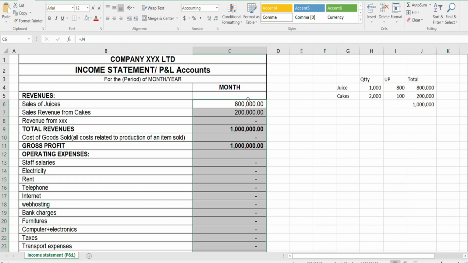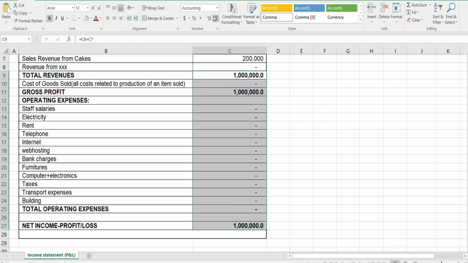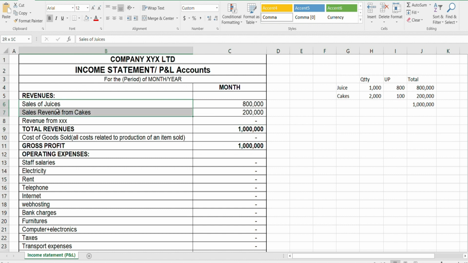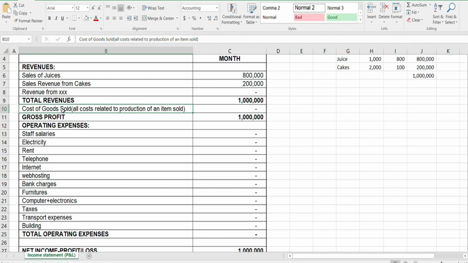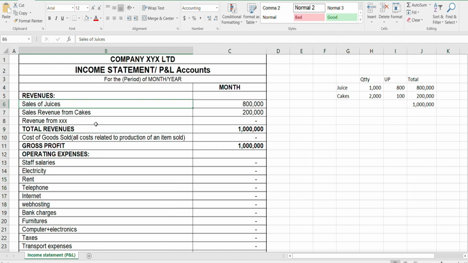So here you see that we have 1 million as a total revenue from our product selling. So that's the first part of the income statement. So for the cost of goods sold, why we call it a cost of goods sold and separate this cost from other running expenses, it's because by producing those juices, by producing those cakes, you may have used some kind of raw materials. We call them also the direct costs.